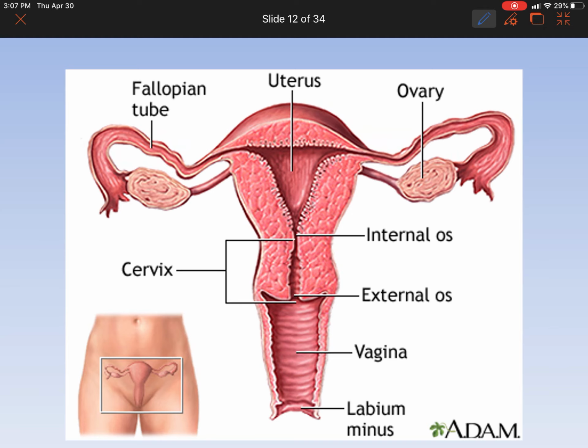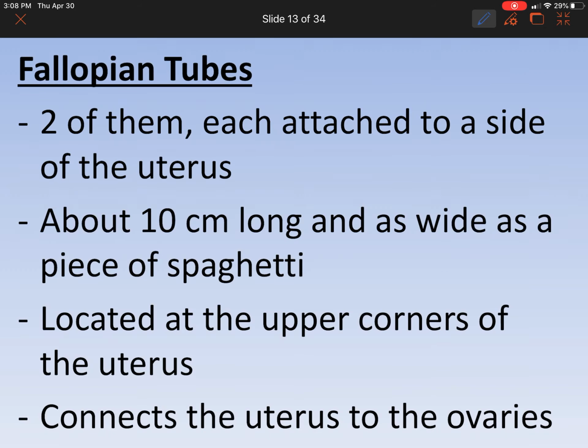So we've got our vagina. Right at the bottom here, we've got our labia, and then we've got the vagina through this section here, and then this here is going to be our cervix. So the cervix is the opening into the uterus. So the uterus, this is where our little baby would grow if there was one. And then we're going to talk about our ovaries and the fallopian tubes.